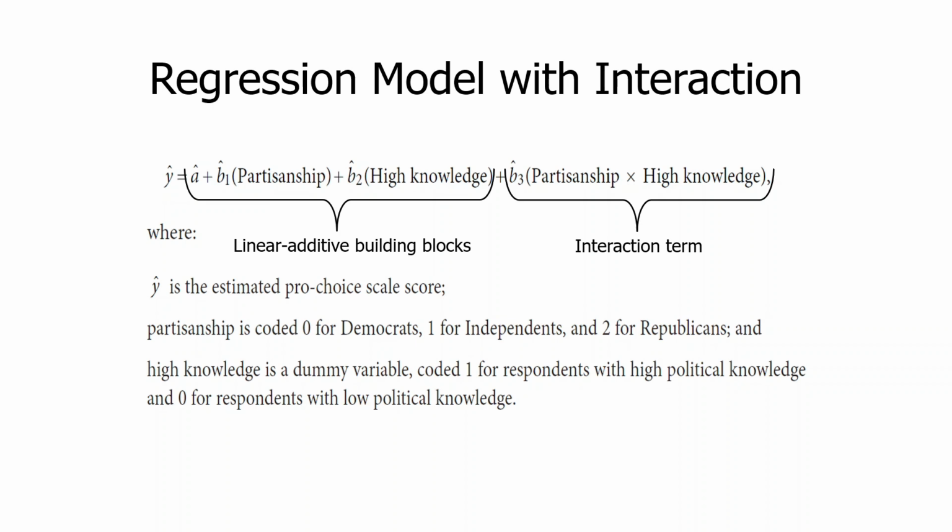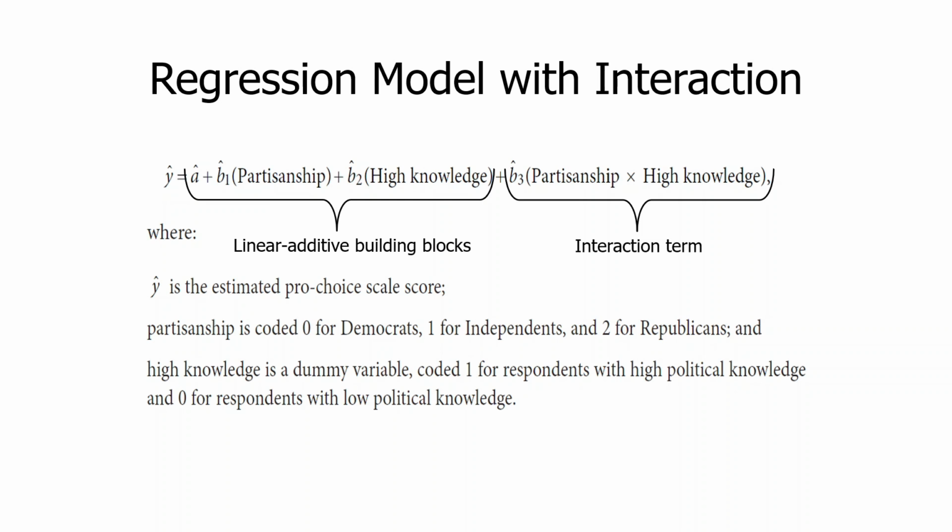The high knowledge variable is a dummy variable. It's coded 1 for respondents who have high political knowledge, and 0 for respondents with low political knowledge. So we've got a dummy variable in there. And when you model interaction, I've discovered it's always a helpful idea to have your variables scaled to 0, because if Democrats are 0, we know certain terms in the model are going to drop out, and it makes it easier to interpret the coefficients.